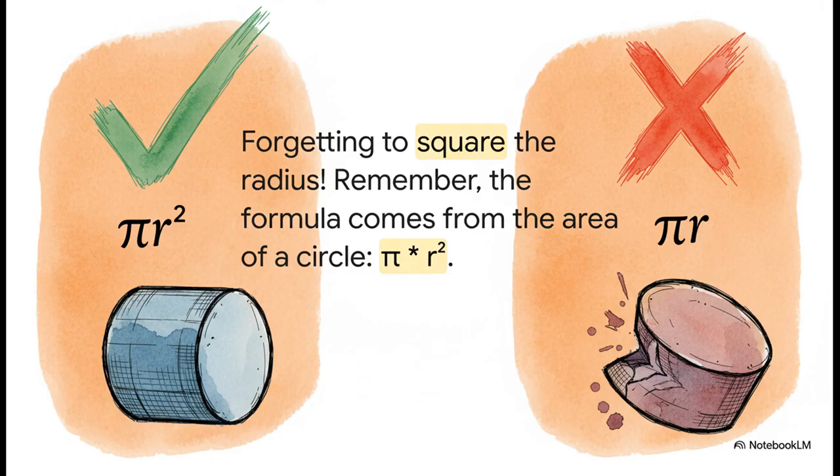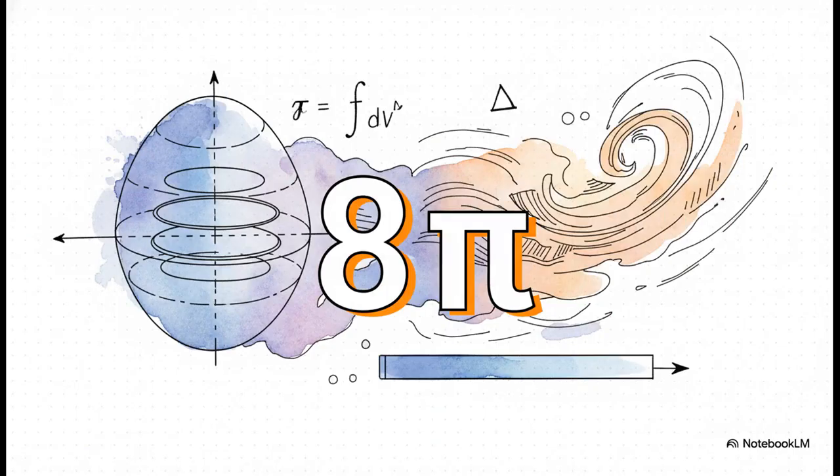It is so easy to forget to square the radius. Just always remember the formula comes from the area of a circle, pi r squared. That little square is absolutely essential, so always double check you've got it in there. And after we solve that simple integral, we get our answer. The volume is 8 pi. Just like that, we found the exact volume of this curved shape.